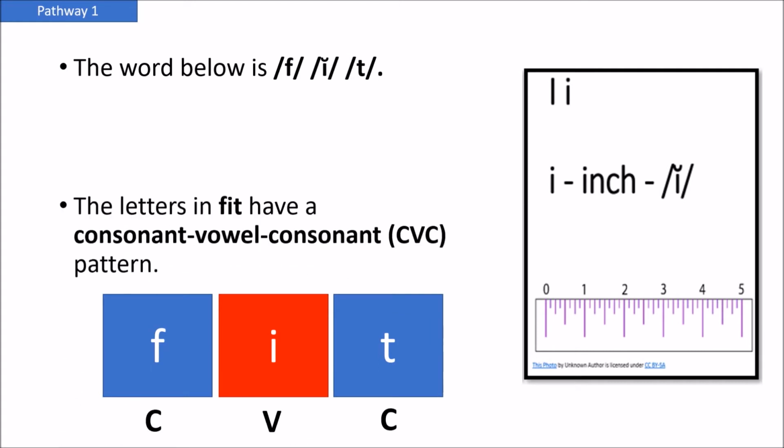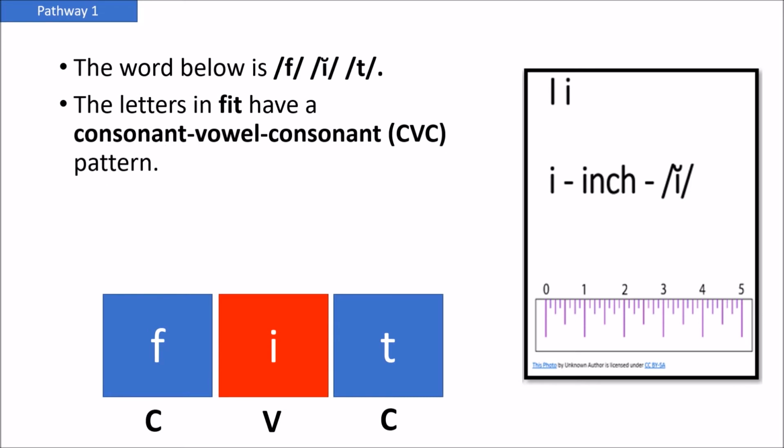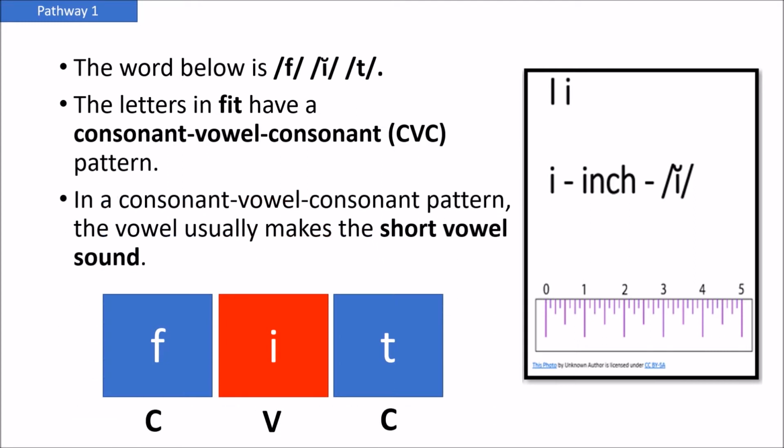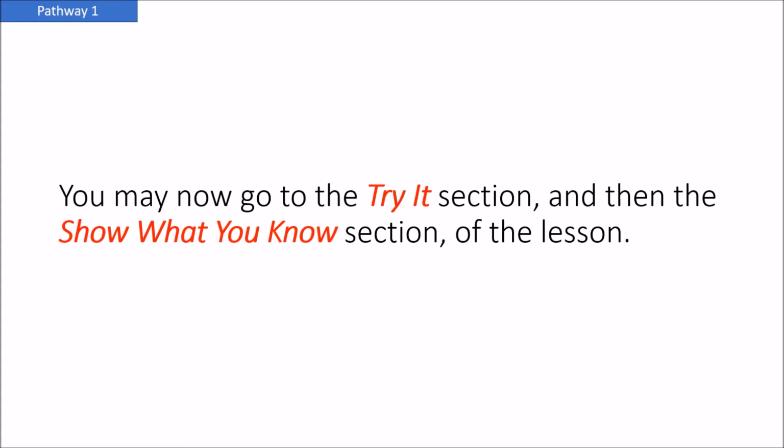The word below is fit. The letters in fit have a consonant-vowel-consonant, CVC, pattern. In a consonant-vowel-consonant pattern, the vowel usually makes the short vowel sound. You may now go to the Try It section and then the Show What You Know section of the lesson.